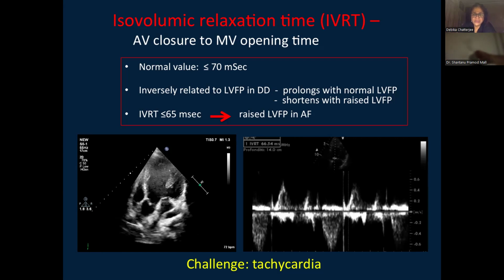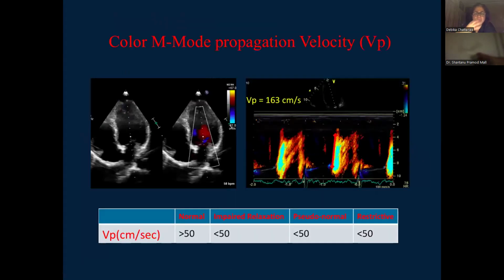Now, the challenge is tachycardia. Another criterion is the color M-mode propagation velocity. There are too many things, but you have to know them. To start with, these are the very easy things you can always do. These are available in every machine.